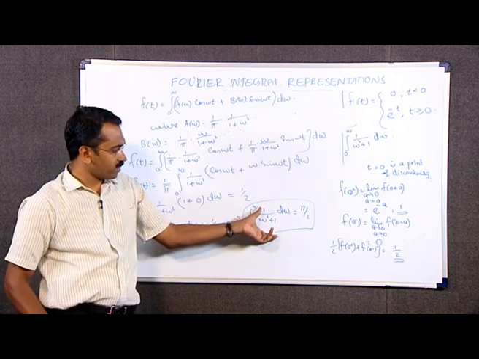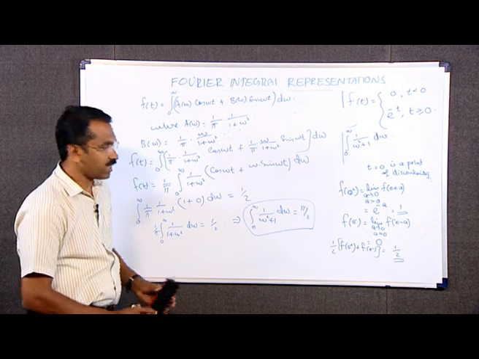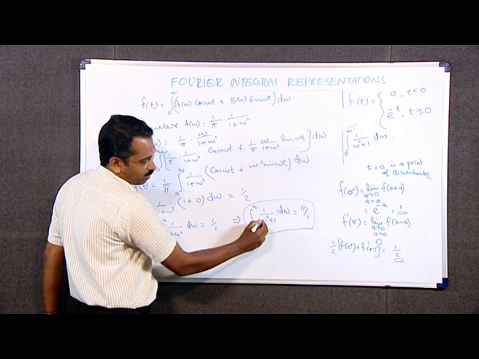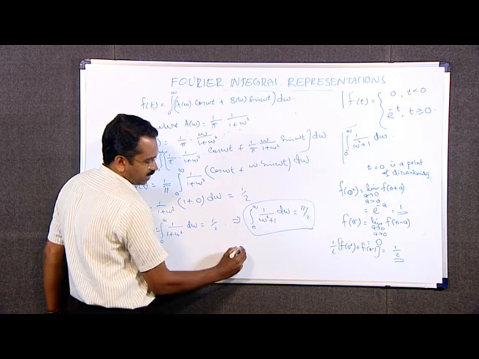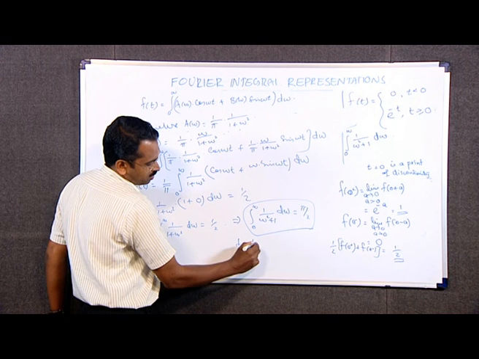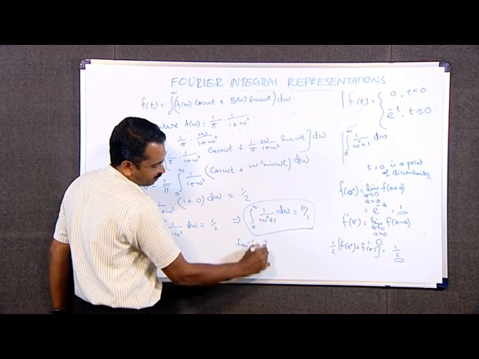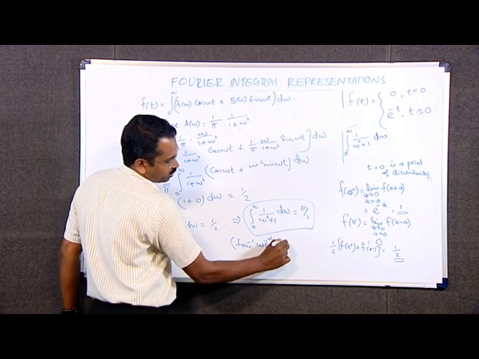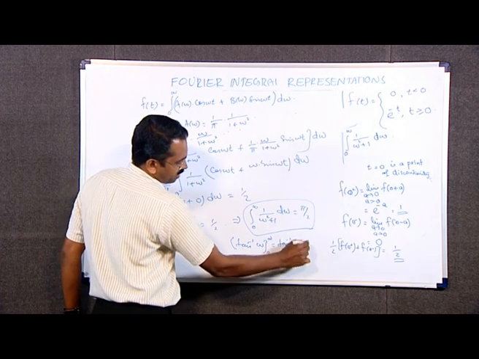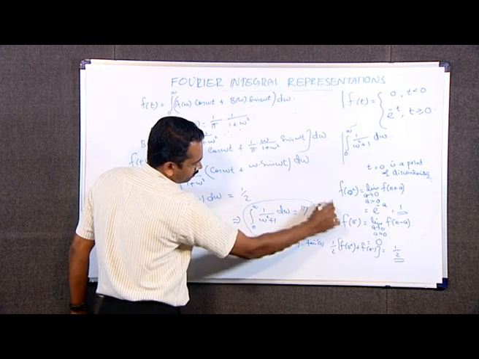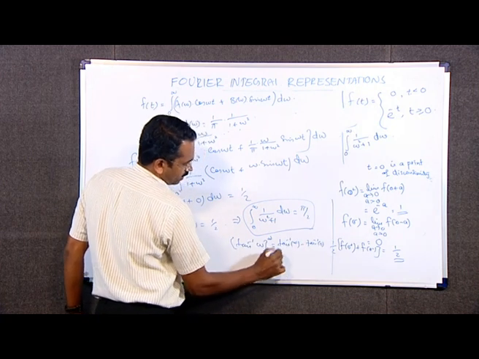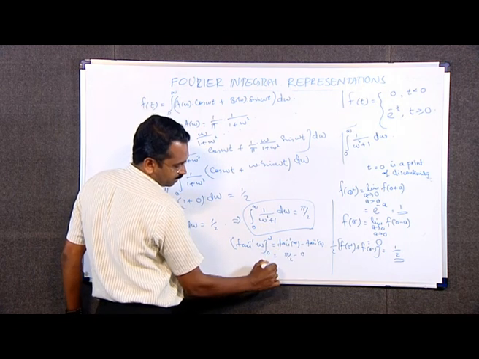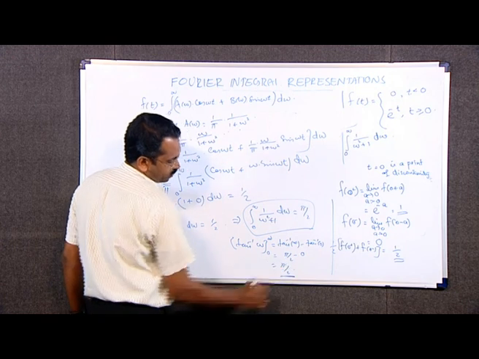We can verify this value by actual integration. We get integral 1 by omega square plus 1 d omega is tan inverse omega between the limits 0 and infinity, that is equal to tan inverse infinity minus tan inverse 0. That is, tan inverse infinity means pi by 2, tan inverse 0 is 0, that is the value is pi by 2, which is true.